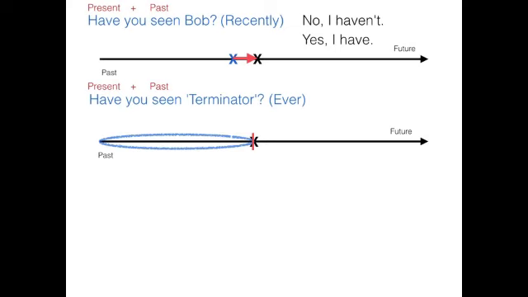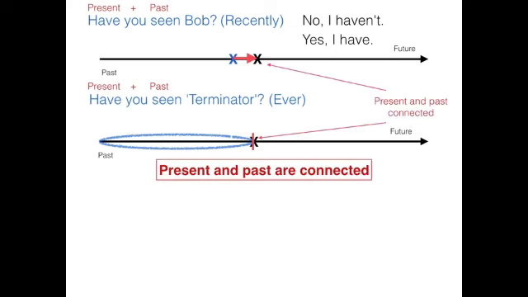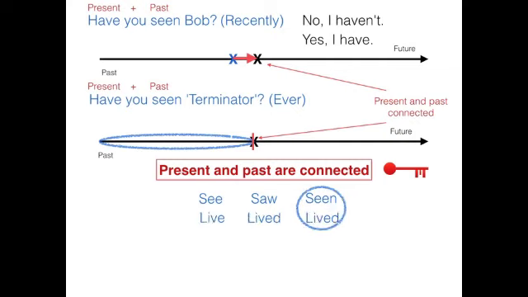In both of these examples, the present and the past are connected, and that is the key to using and understanding this tense. As you can see, we are using the third form of the verb to see: saw, seen. Now, for the next example, let's change the verb to live: lived, lived, regular.